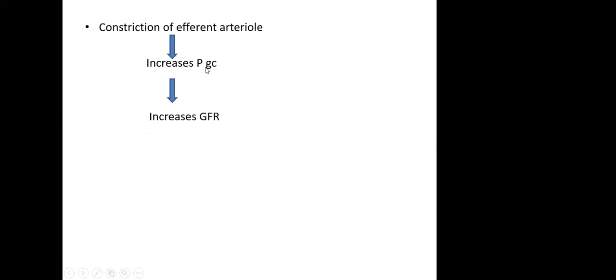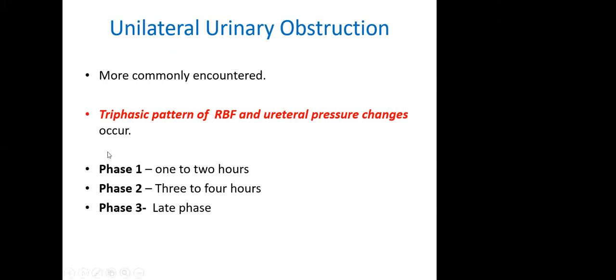There will be increased glomerular hydrostatic pressure, and this will increase the GFR. So remember, the hydrostatic pressure of the glomerulus depends upon renal blood flow, whereas Bowman's capsule hydrostatic pressure depends upon the tubular hydrostatic pressure, that is, the ureteral pressure.